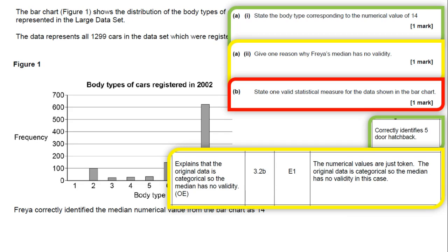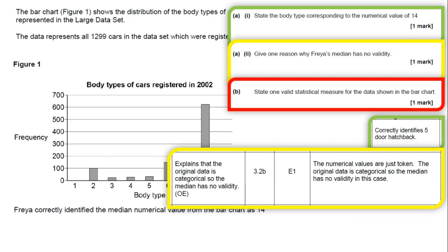You can put that much more simply. You could say the numbers just represent a car type. They don't have any mathematical meaning, so they are not valid. That would be simple enough. And lastly, state one statistical measure of the data shown that would be valid.